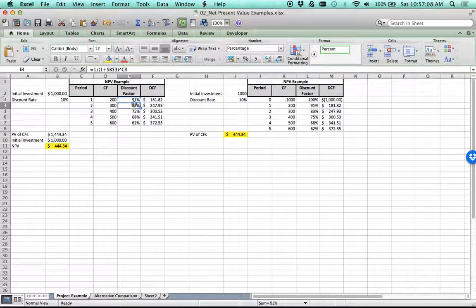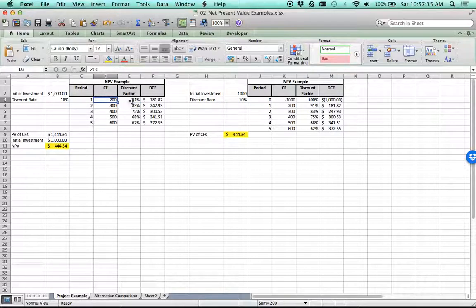And so think of this factor as saying basically $1 that I receive a year into the future from the initial investment is only worth 91 cents on the date of the investment. A dollar received 2 years from the initial investment is only worth 83 cents on the date of the initial investment, and so on. So that's kind of the way the discount factor works.